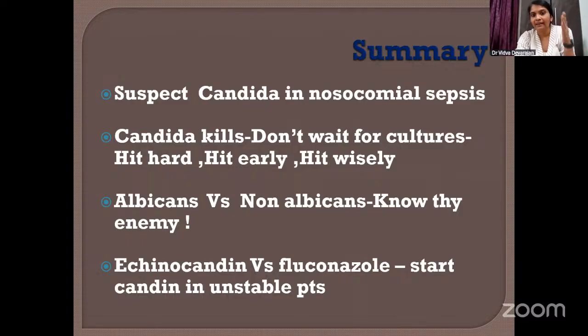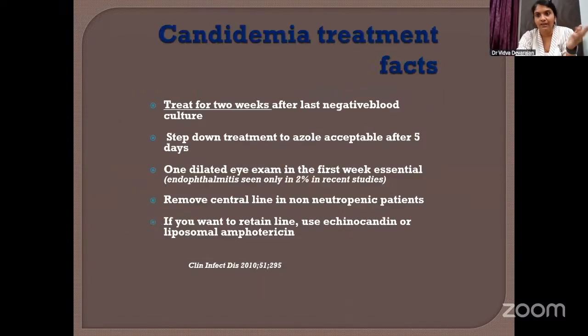When you look at Candida, it kills: hit hard, hit early, hit wisely. Know whether it's albicans or non-albicans. Echinocandin is definitely the initial drug of choice. Treat candidemia for 2 weeks after the last negative culture. Step down treatment to an azole if it's acceptable after 5 days, provided the patient has gotten better and the culture has cleared, and if the patient is non-neutropenic, please get the line out.